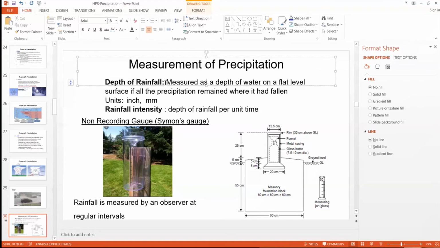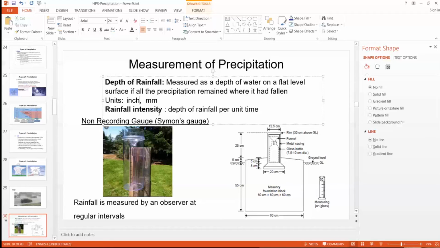Suppose the amount of rainfall is collected on a flat surface without any leaks, then the amount of water will be standing on the surface. That height of water standing on the surface is called depth of rainfall. Generally in India it is measured in millimeters, but in the US it is measured in inches.